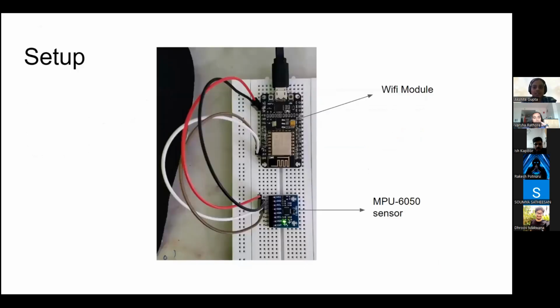So this was the basic setup. I used a Wi-Fi module, and I also used this sensor. The Wi-Fi module is for providing internet connectivity to connect with the cloud and then the Qubitro platform, and this sensor is for getting the neck motion data.